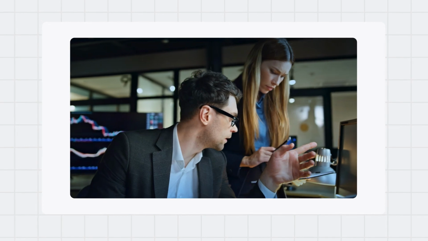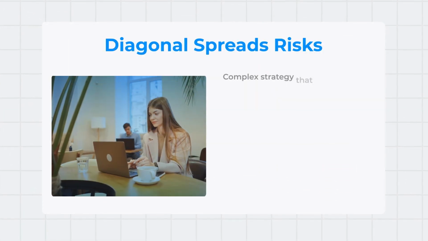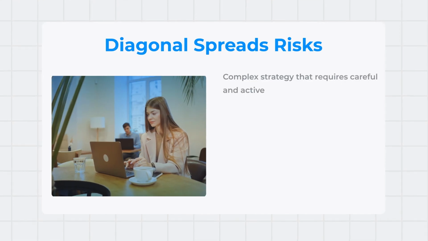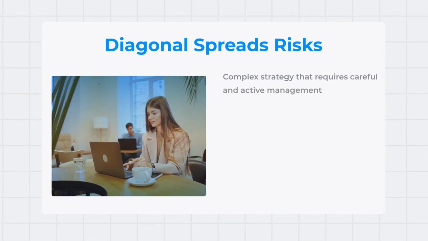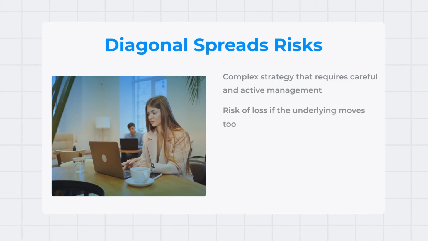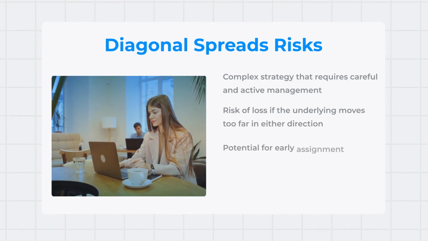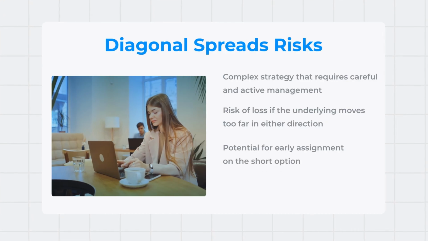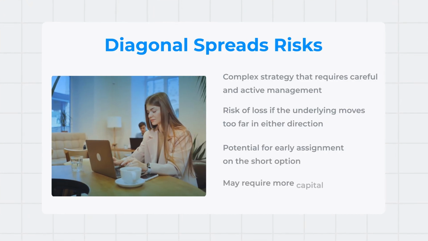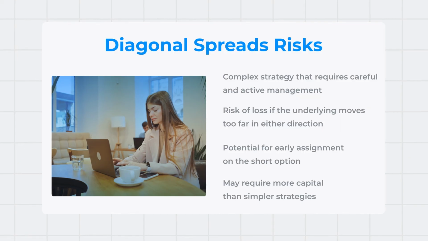Before attempting to trade diagonal spreads, you must fully understand their risks. Some of the potential dangers of diagonal spreads include they are a complex strategy that requires careful and active management. There is a risk of loss if the underlying moves too far in either direction. There is a potential for early assignment on the short option, and they may require more capital than simpler strategies.